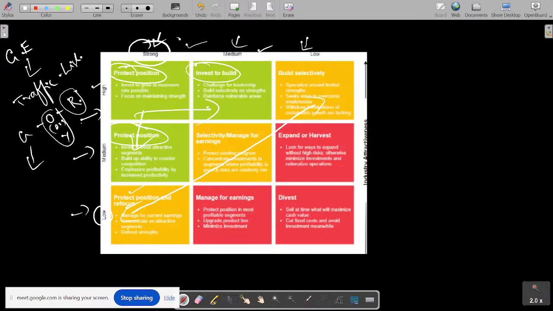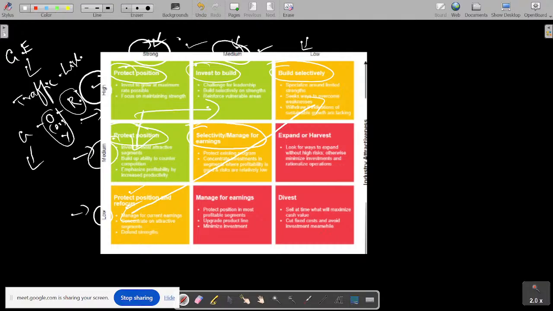Okay. So here, selectivity or manage for earnings, because it's medium and medium. Industry is also in medium growth and yourself is also in medium growth. Whereas if you go for low, it means build selectively, because there is a high growth for the industry, but you are in a low position.